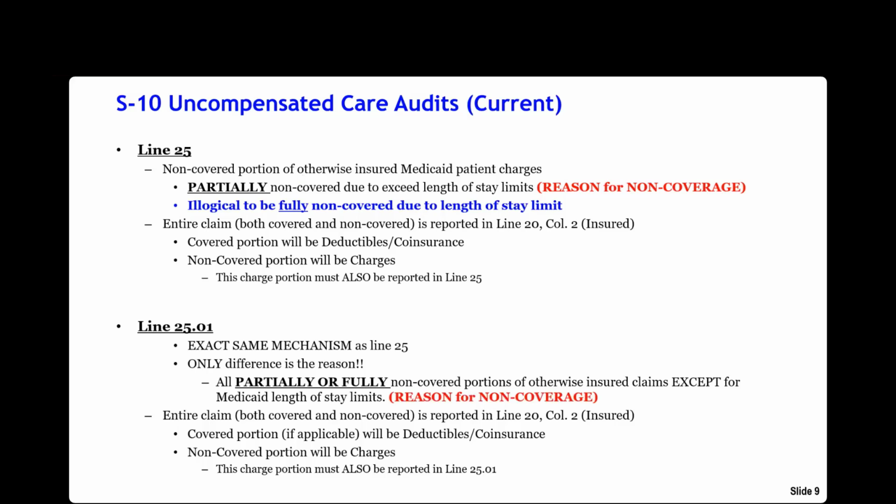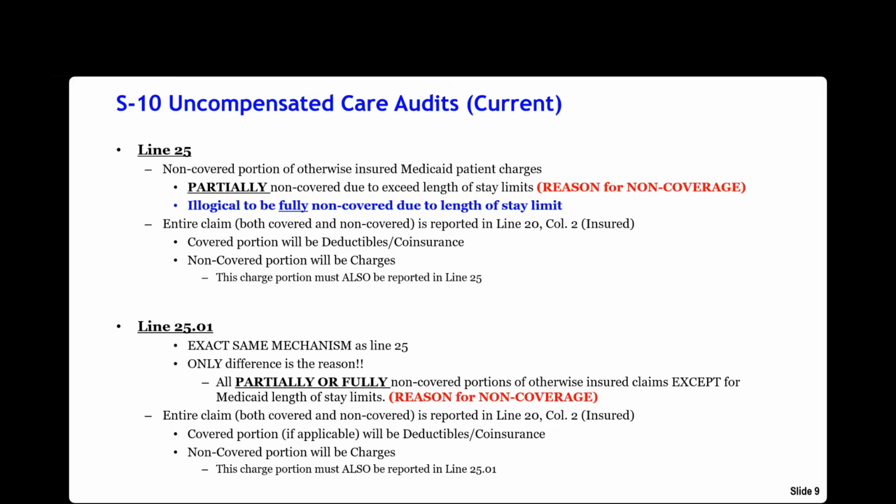Now moving on to one of the topics that's been really confusing this year. They added line 25.01. I mean, line 25 has always been a little bit confusing, but it was not used as commonly because it was limited to a certain situation. Line 25.01 is basically the same mechanism that's always been confusing, but it's used for many more situations. And what this boils down to is if you have uninsured patients, those amounts are just going to be charges, and they're subject to the cost to charge ratio.